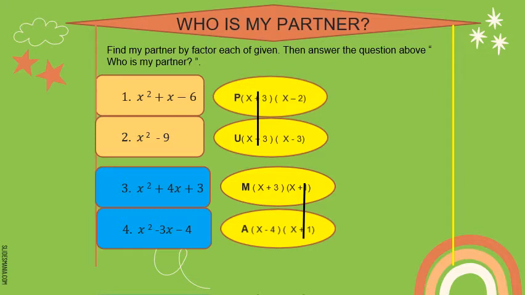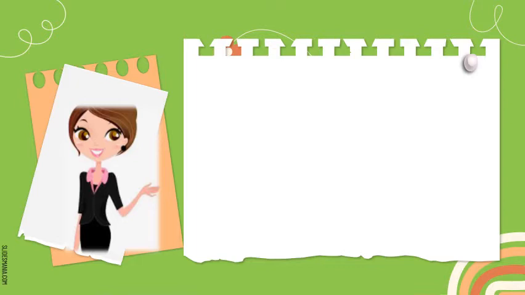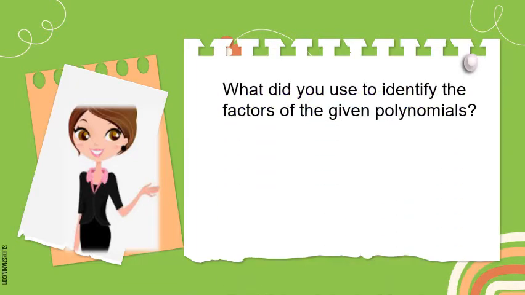Now, let's answer the questions above. Who is my partner? Let's write this P-U-M-A, and that is called a Puma. I have here the questions. The first one is, what did you use to identify the factors of the given polynomials? Of course, we use the types of polynomials, whether it is a general trinomial or a perfect square. Number 1 is a general trinomial. Number 2 is a difference of two squares. Numbers 3 and 4 are both general trinomials. For all of these, I used factoring.